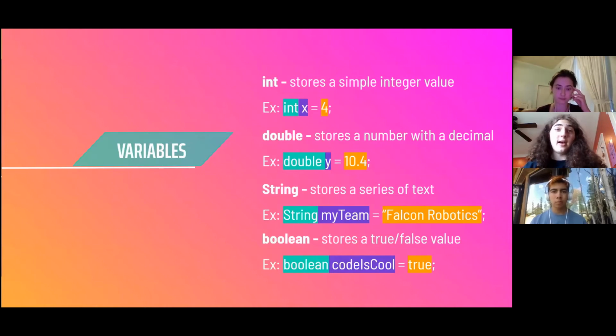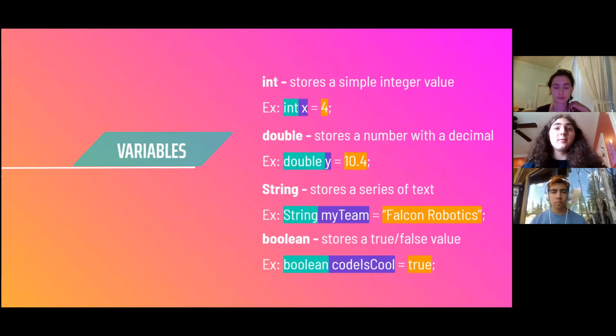We also have strings, which Elena mentioned just a second ago. A string stores text. So rather than a number, you can say this string, my team equals Falcon Robotics. You can add that into a string of text that is somewhere else. It's also the only type of variable here that's capitalized. All the capitalization is intentional, or lack thereof.